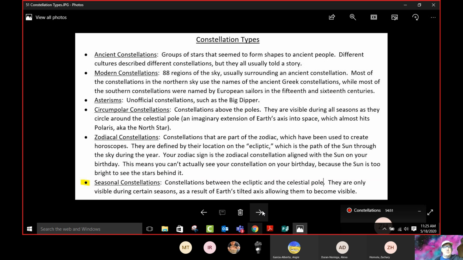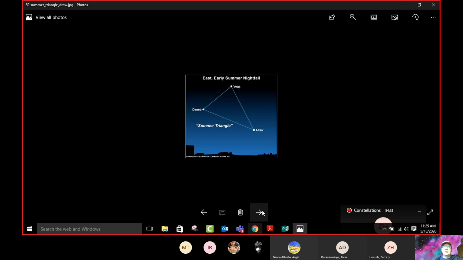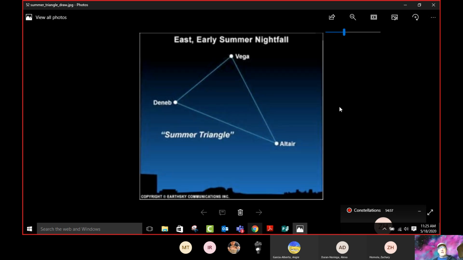All right, so let's look at a couple of the seasonal constellations. Actually, this is an asterism. It's called the Summer Triangle. That should be pretty easy for you to draw. It's basically an isosceles triangle with two equal sides, more or less. And this is not a constellation. This is an asterism made of 3 different constellations.